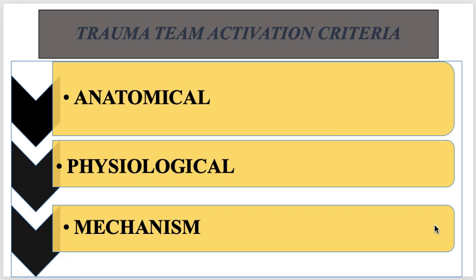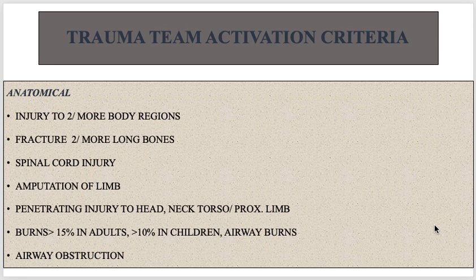Now, this is the trauma team activation criteria, guys. You don't have to remember this, just to give you an idea. For example, someone who has injury to two or more body regions, fracture of two or more long bones, spinal cord injury, amputation of limb, penetrating injury to head, neck, torso, or proximal limb, burns more than 50% in adults or more than 10% in children, airway burns and airway obstruction. Of course, all of these are serious injuries.